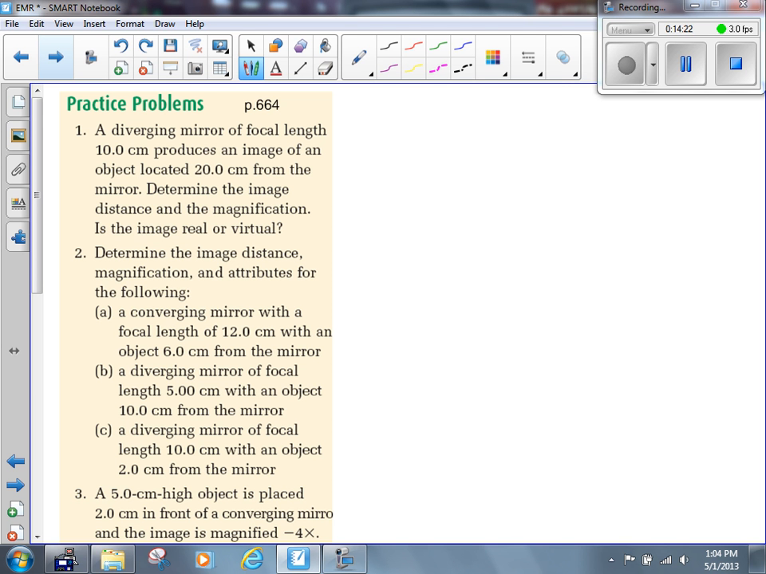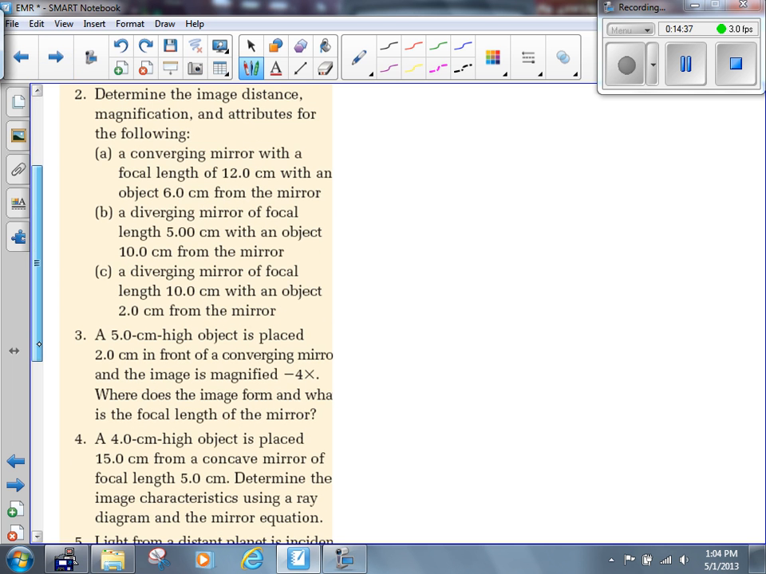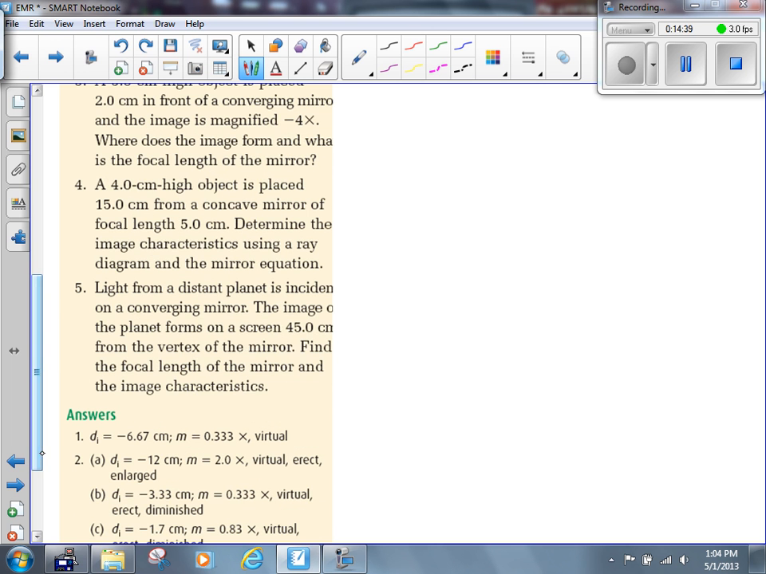Sometimes you might be stumped a little bit mathematically, and you might say, I'm not sure what to do. Okay, draw a ray diagram. Usually, though, there's somewhat of a trick to avoid having to draw the ray diagram. Okay, we'll do number 5. There's no others besides number 5, you sure? This one says, light from a distant planet is incident on a converging mirror.